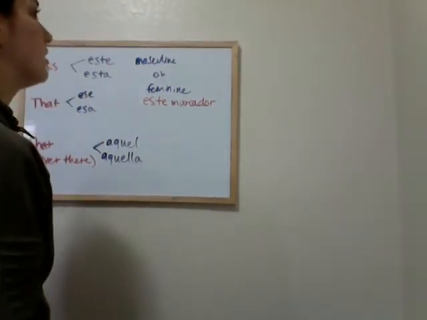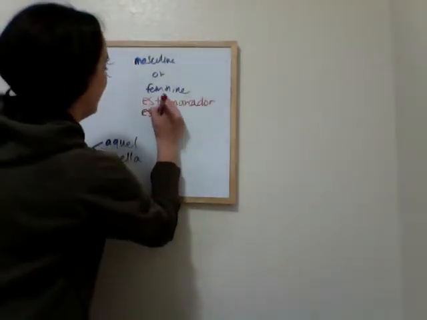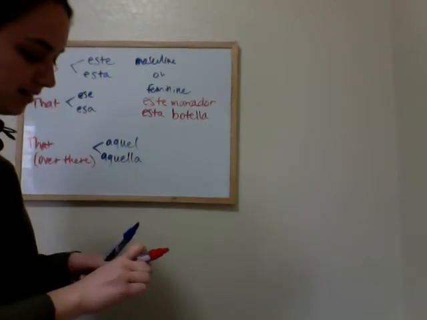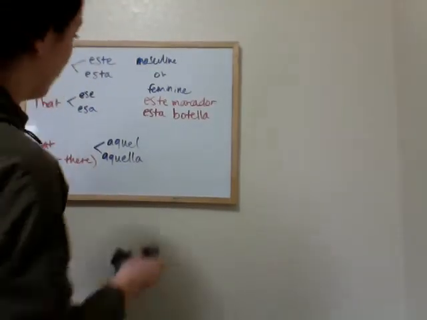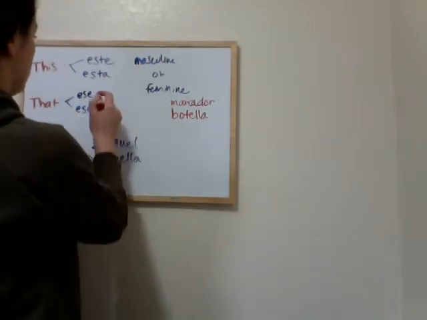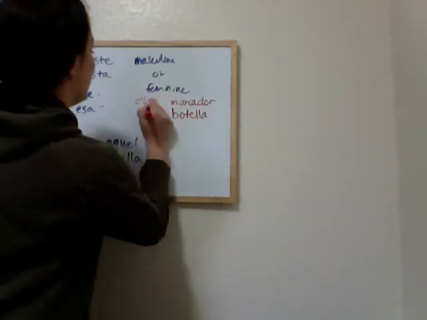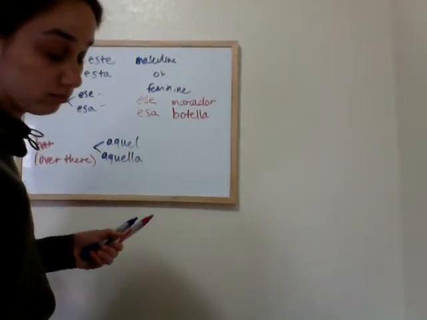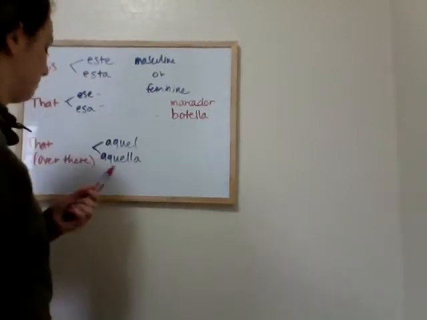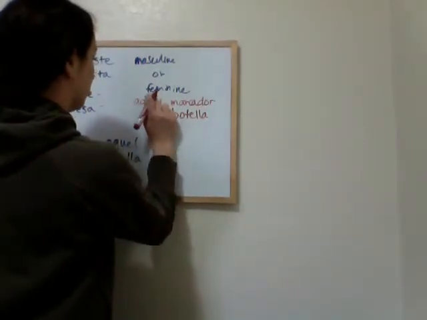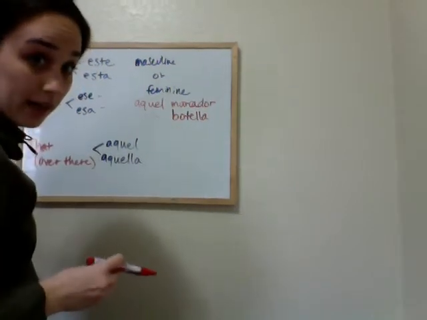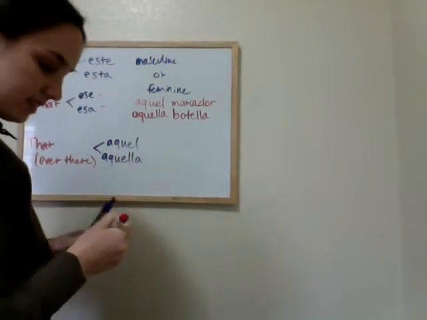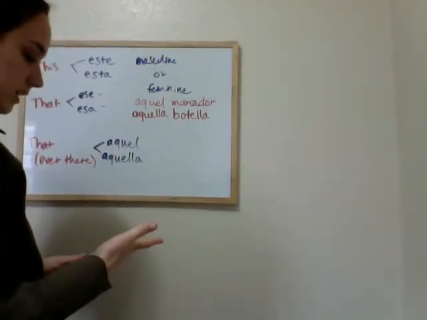If we had, I don't know, this bottle, it would be esta botella. Same thing, if we were talking about that marker and that bottle, all we have to do is change it to what? These, right? Ese marcador and esa botella. If we're talking about that marker and that bottle that's way over there in, I don't know, Brazil, we would say aquel marcador and aquella botella. Make sense? Good. Oh man, I just got marker on my hand.